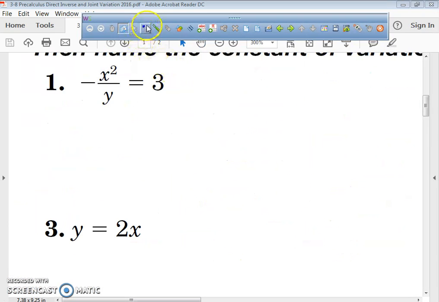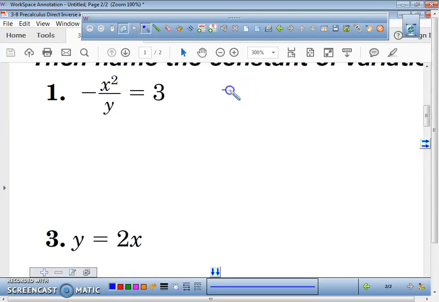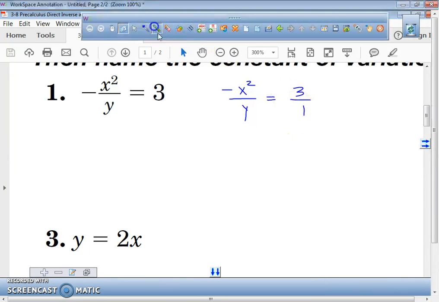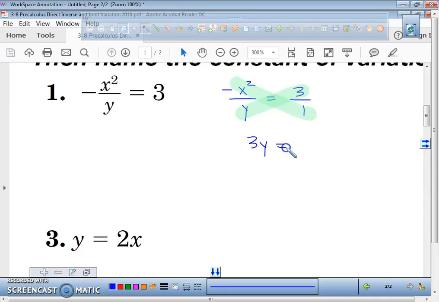All right, let's look at number one. First of all, we're going to identify what type of variation is going on. So what I'd like you to do on your papers is rewrite this. Put negative x squared over y and set that equal to 3 over 1. Because we're going to solve for y in number one. Now, hopefully you recognize that we're dealing with a proportion where our cross products will be equal. So what is 3 times y? 3y. We got 3y equals a negative x squared times a 1. That'd just be negative x squared. Now, what would be my final step in this? Divide by 3. So we divide this side by 3 and this side by 3. Our final answer is y is equal to negative x squared over 3.